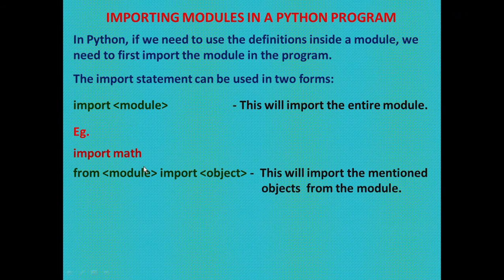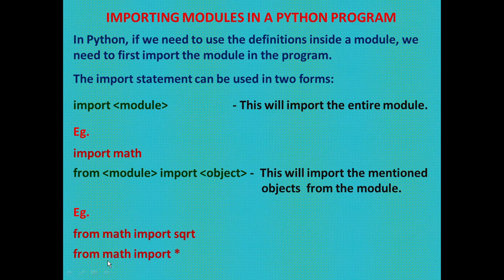The next form of import statement is from module name import object. See the example, from math import sqrt. So from this statement, it is understood that I can use only this sqrt function in my program. No other function can be used in my program from math module. And from math import star, it means that from math module import all the functions. Here we can get a question, from math import star and import math are almost same, then where comes the difference? Let us see.